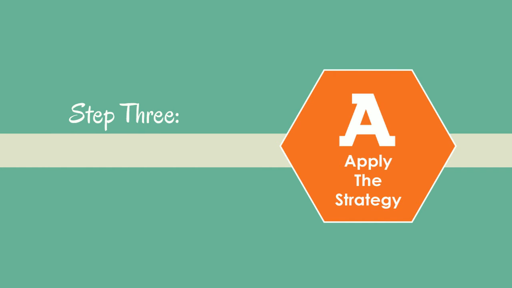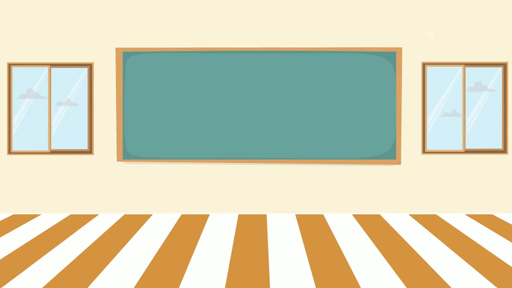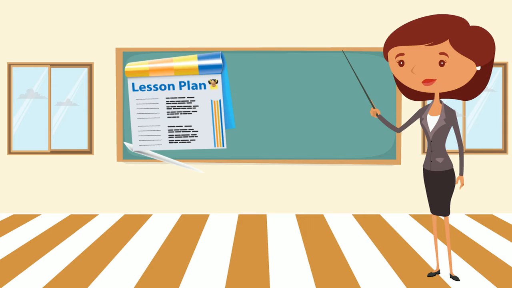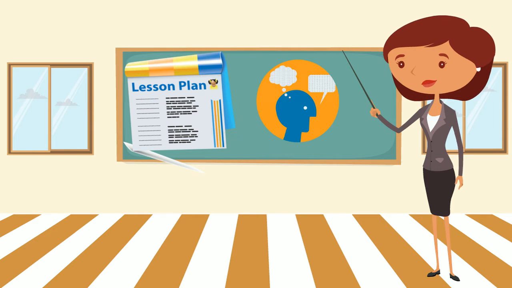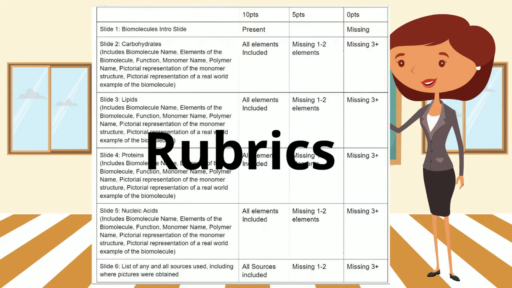The next step in this process is A, which stands for Apply the Strategy. At this point, teachers go back to their classroom and actually teach the lesson they've planned for. This activity is well planned and all lesson resources are available at this point for student product evaluation.